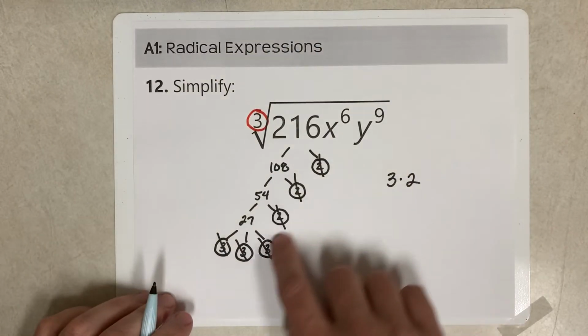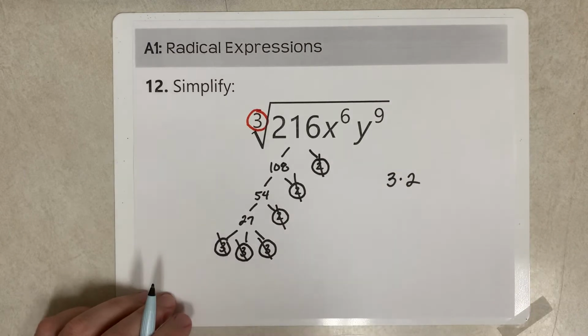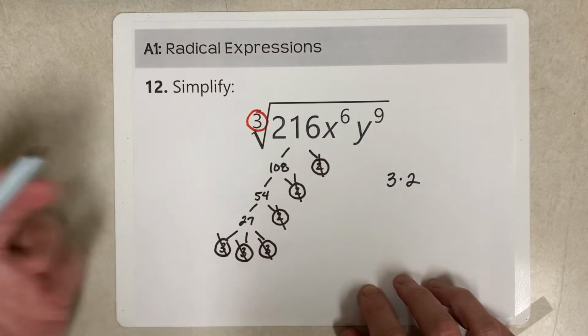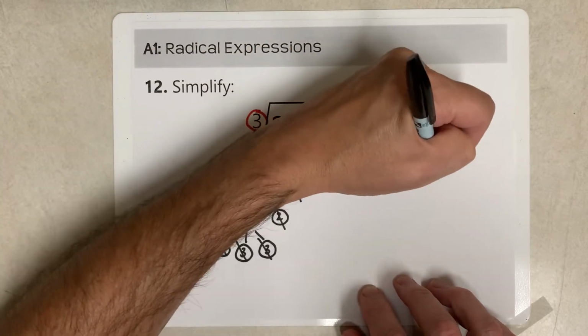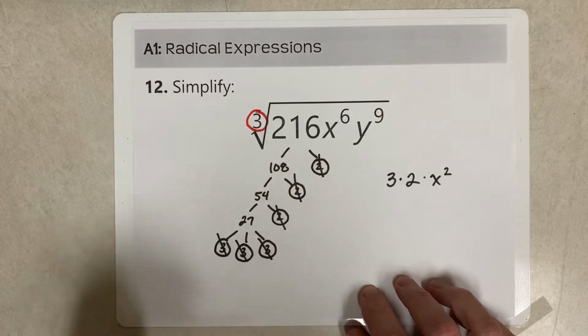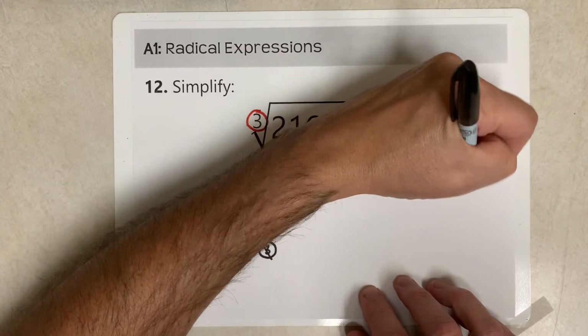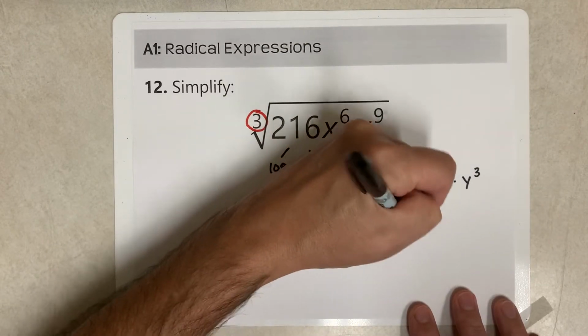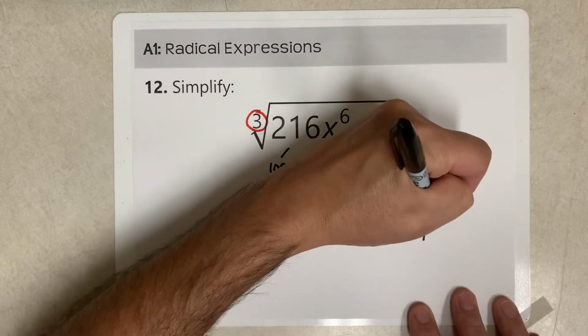Now that's everything down here, so there's no more number under there. How many groups of 3 can I take out of 6? Well, 6 divided by 3 is 2 groups, so times x squared. And how many groups of 3 can I take out of 9? 3. Y cubed. So my final answer would be 6x squared y cubed.